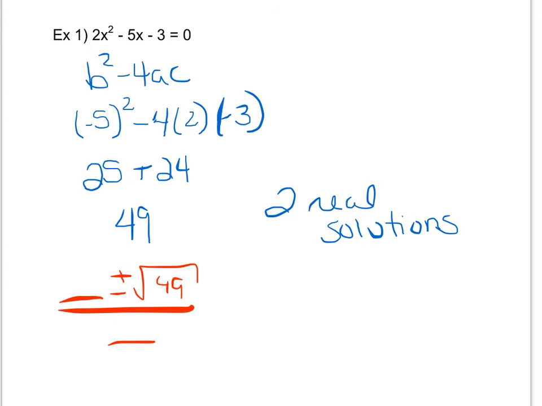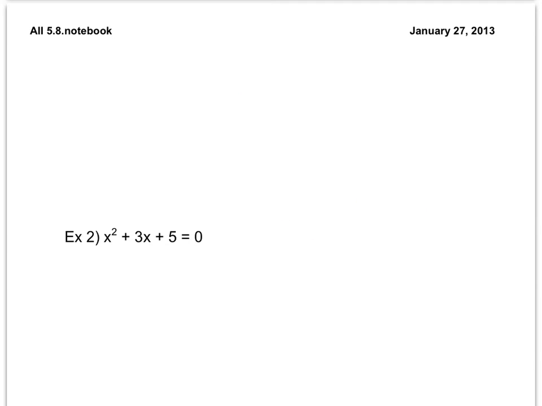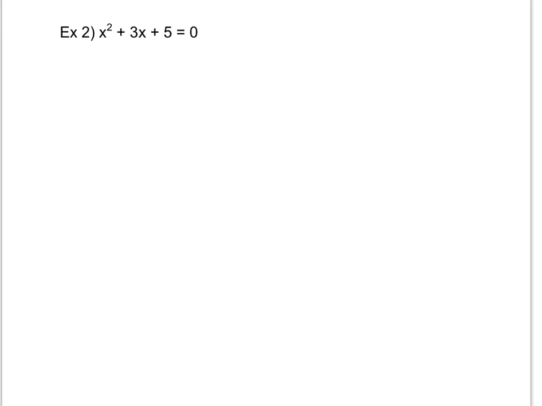Notice the discriminant does not give me any information on what my solutions are, only how many there are and what type they are. If we look at another example, again, I have a quadratic equation here. It does not ask me to solve it. I'm only going to predict my number of solutions.